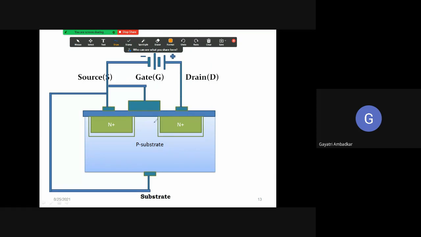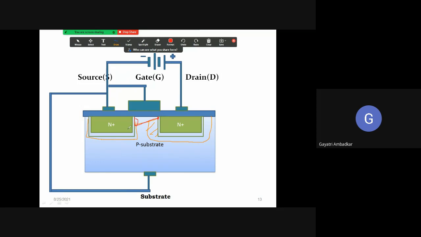The channel, I will draw. This is the depletion layer now here, and the depletion layer present here is smaller. So if you see the channel, this is the depletion layer. It means the available channel is less here and more here. So if I want to draw the channel, it will be like this. The channel is broader near the source and it is very narrow near the drain.